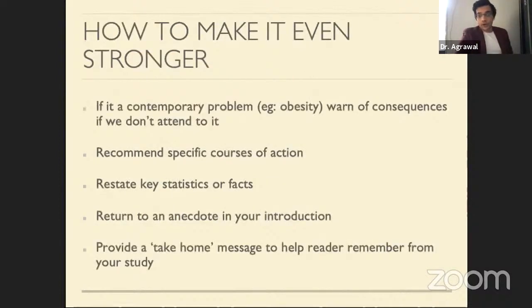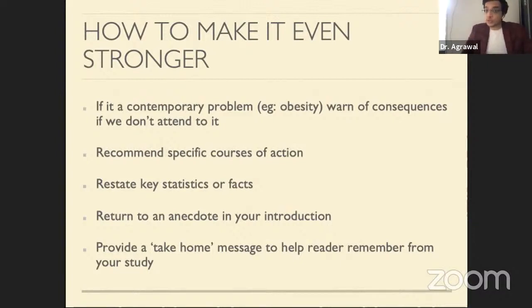How to make your conclusion section even stronger is, if it's a contemporary problem like obesity, warn of any consequences if you don't attend to it. So for example, if you have found some association between obesity and coronary artery disease, then you can warn of consequences in the last thing. So when a doctor is reading it, he may be inclined to warn his patients of these same consequences.